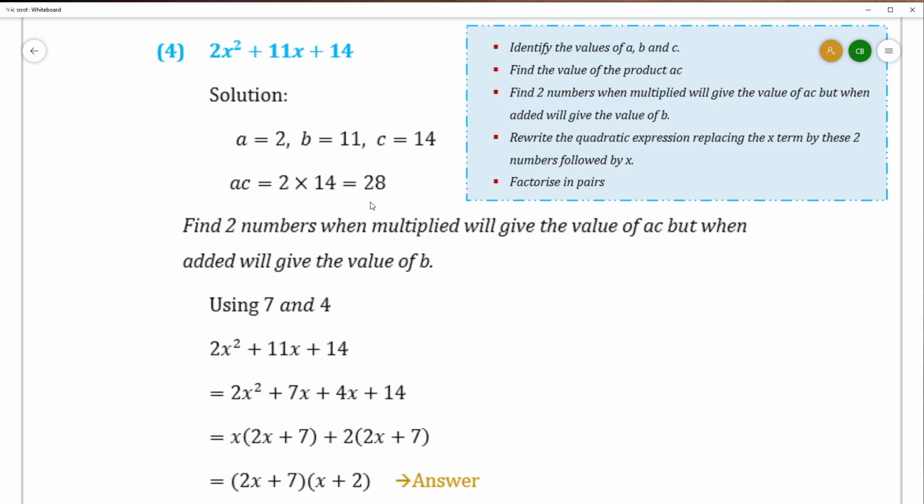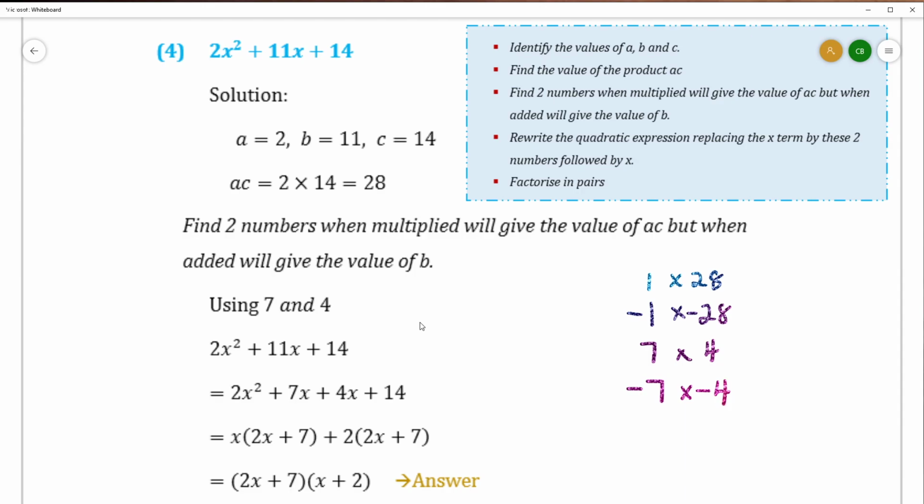And we need to find two numbers when multiplied would give the value of AC, but when added would give the value of B. So in this case, two numbers when multiplied will give 28, but when added would give 11. So to go about doing the question just as before, we can list the combination of numbers when multiplied would give 28. So 1 by 28 will give us 28. Similarly, minus 1 by minus 28. Then we have 7 multiplied by 4 will give 28. Also, minus 7 multiplied by minus 4 would also give us 28.